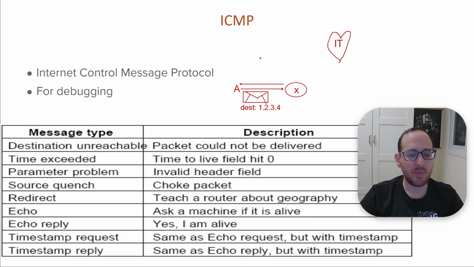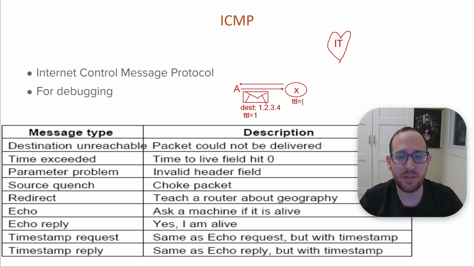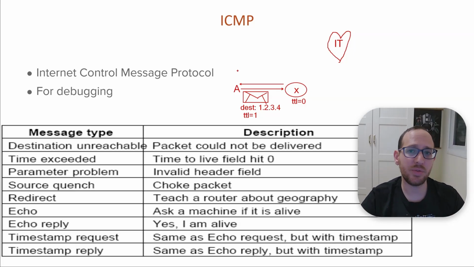The second message type is time exceeded. It's not really about time. It's related to the TTL field, that is time to live, which is actually a hop limit. So the hop limit exceeded. If, say, A sends a packet with a TTL of 1 and the router receives it and could route the packet to its destination, but now the TTL is 0, then the router drops the packet, and it could also send an ICMP message indicating that that's what happened, that is a time exceeded message.